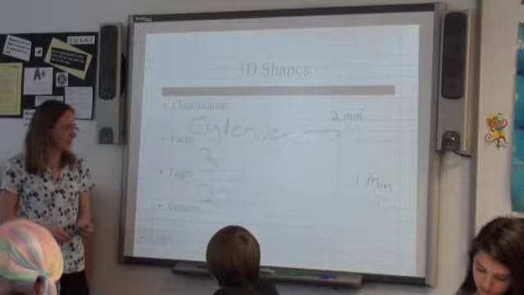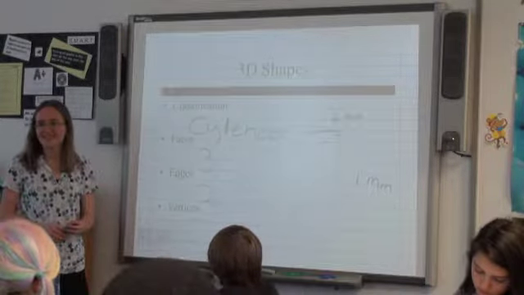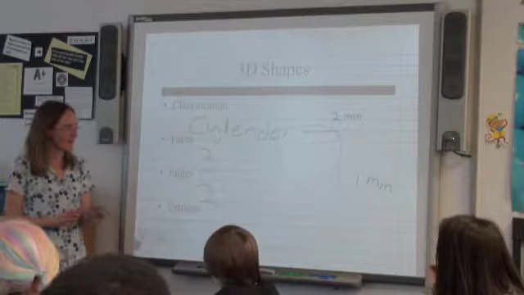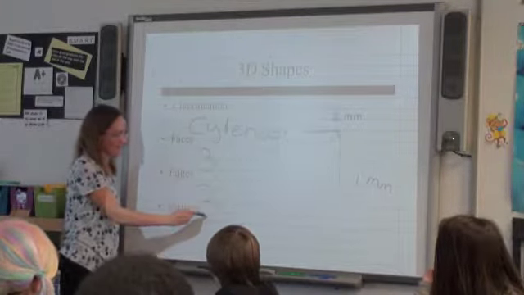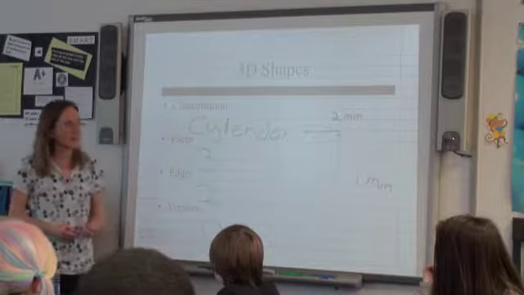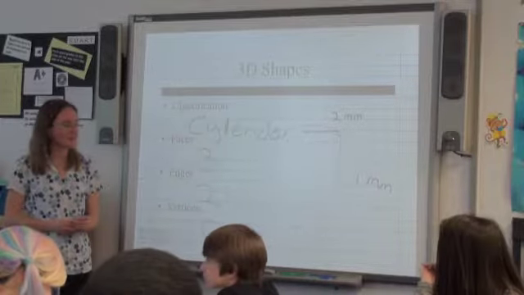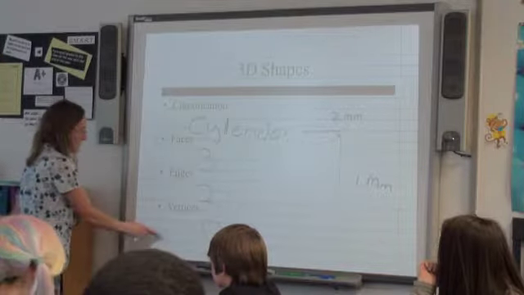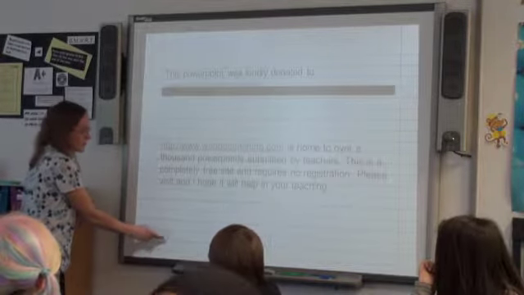Alright, and vertices. What do you think? No vertices? Why not? Because there's no points. They're all round. Very good.